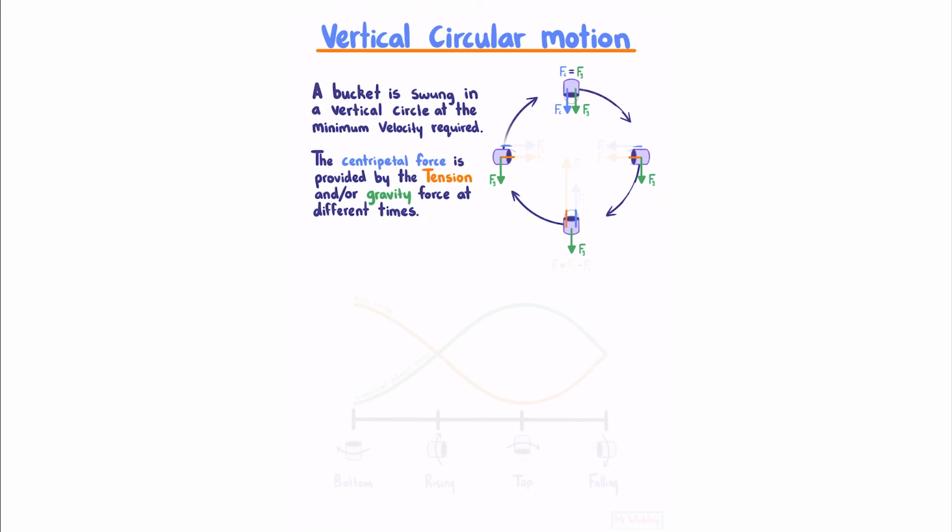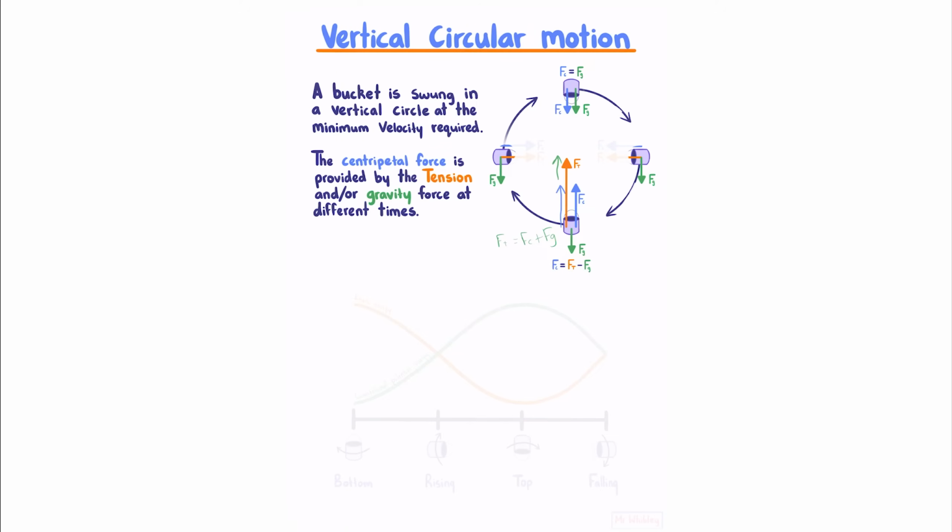At the bottom of our motion, our tension force needs to do two jobs. It needs to not only provide the centripetal force, it also needs to oppose the gravitational force, since the gravitational force is now in opposition to the centripetal force, instead of providing it like it was at the top. This means that our tension force needs to be equal to our centripetal force plus our gravitational force. Subtract Fg from both sides, and you get this equation for centripetal force.